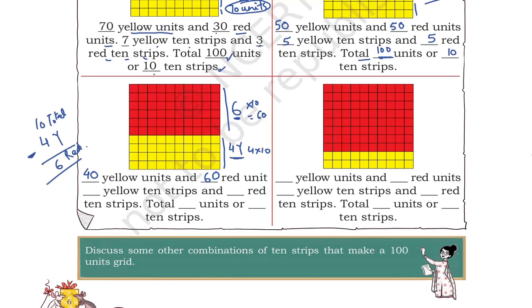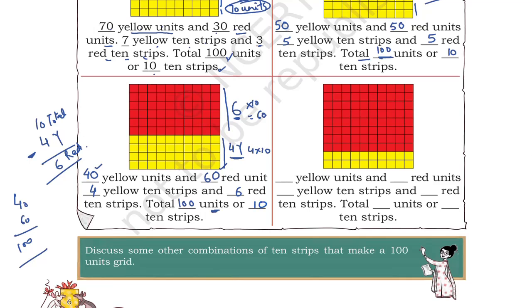Dash yellow 10 stripes. This is the first thing we figured out, that there are going to be 4 yellow 10 stripes and dash red 10 stripes. There are going to be 6 red 10 stripes. Total how many units? Now we can calculate from here also. If we have 40 yellow units and 60 red units, so total units will be 40 plus 60. That makes it 100 units. Or how many 10 stripes? There is going to be 10 stripes.